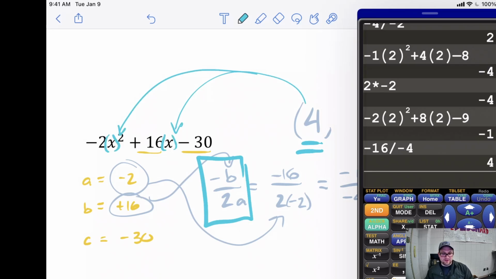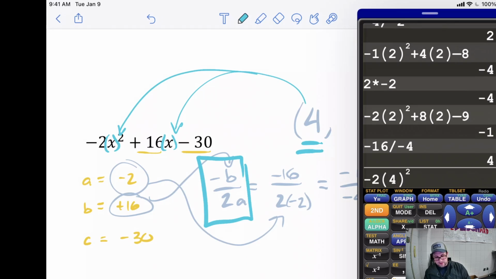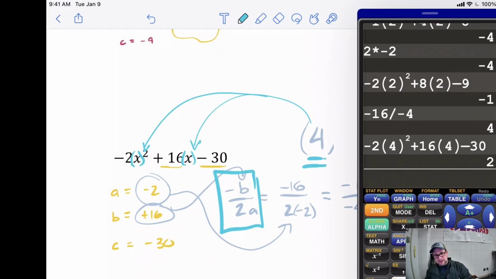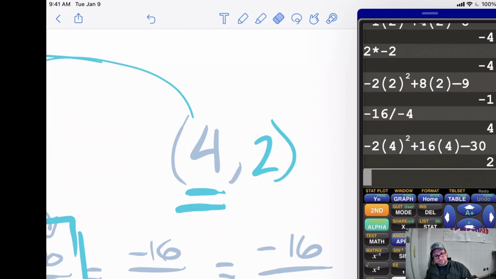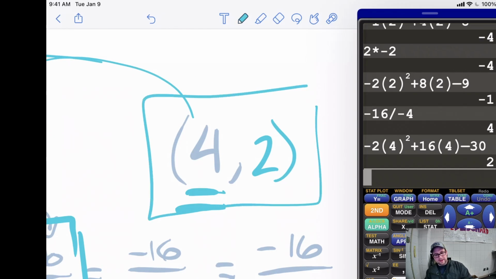So to do that, we would have -2, parenthesis, 4 is what's going in there. That's being squared. And we say +16, parenthesis, 4 goes in those parentheses. And then last but not least, -30. And look what we get. We get a +2 that comes out. So our vertex here is (4, -2), just like you can see on the screen.